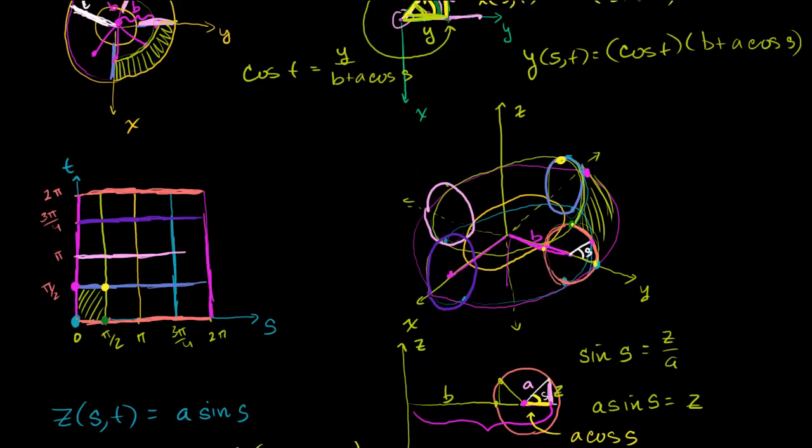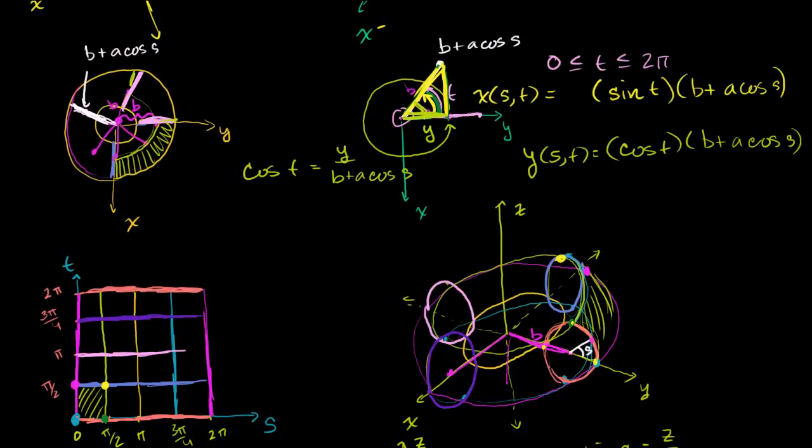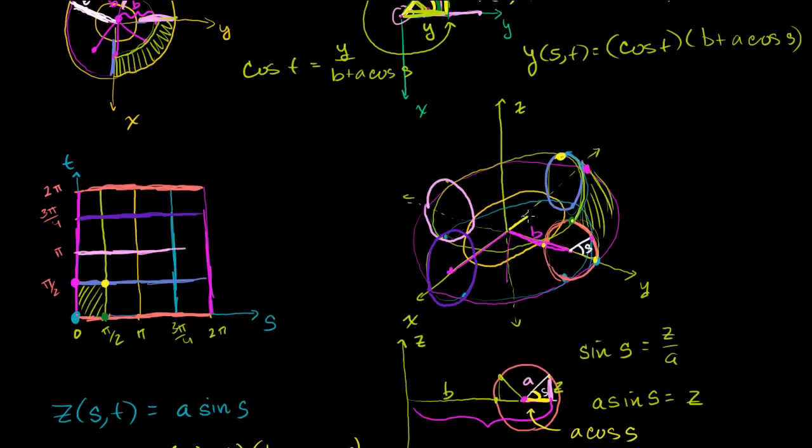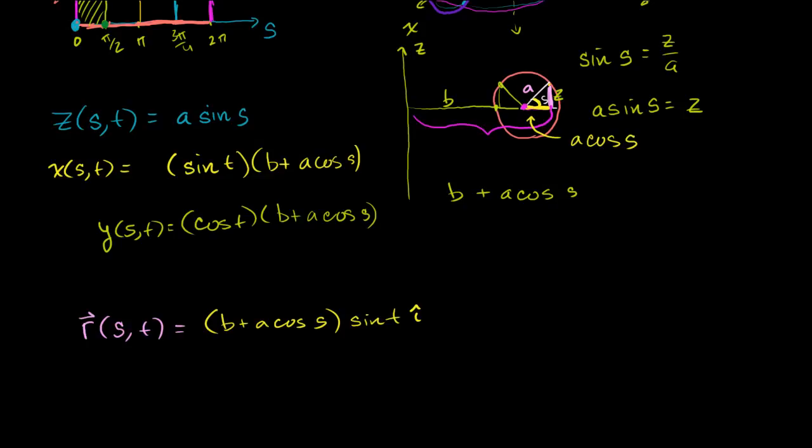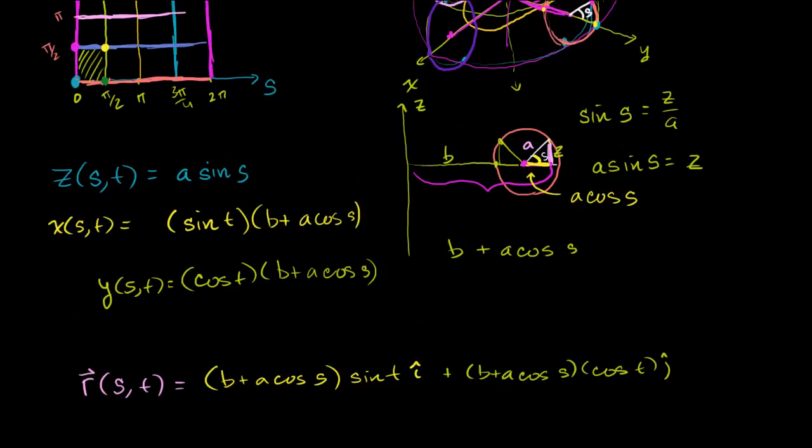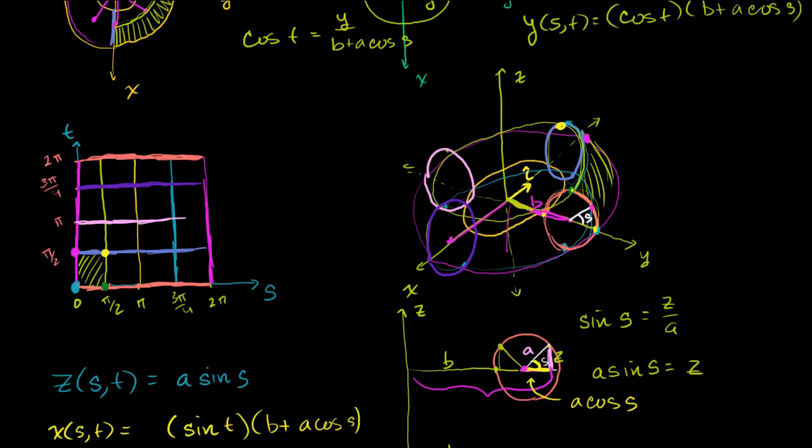And in this case, remember, the way I defined it, the positive x direction is going to be here. So the i unit vector will look like that. I will go in that direction, the way I've defined things. And then plus our y value is going to be b plus a cosine of s times cosine of t in the y unit vector direction. Remember, the j unit vector will just go just like that. That's our j unit vector.